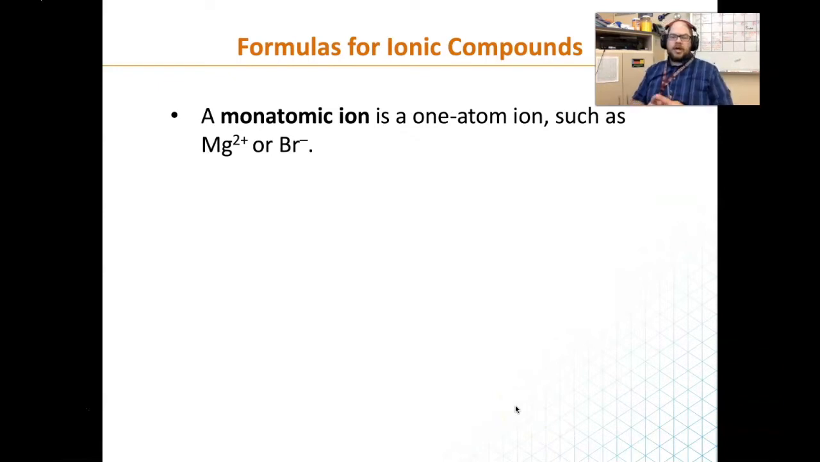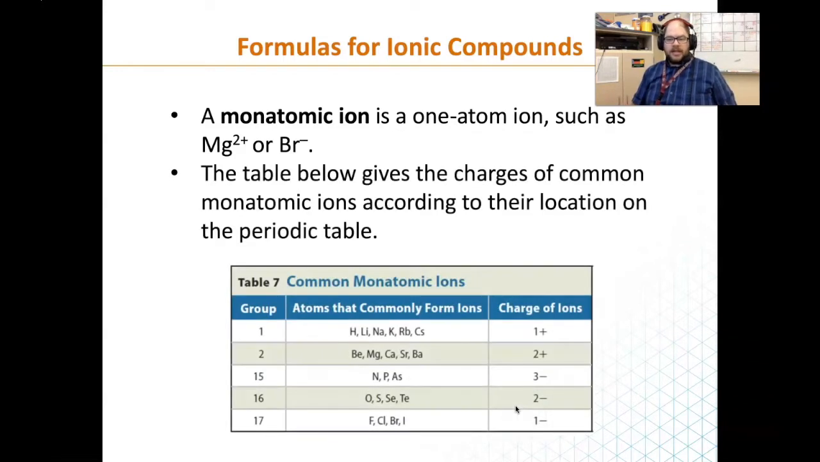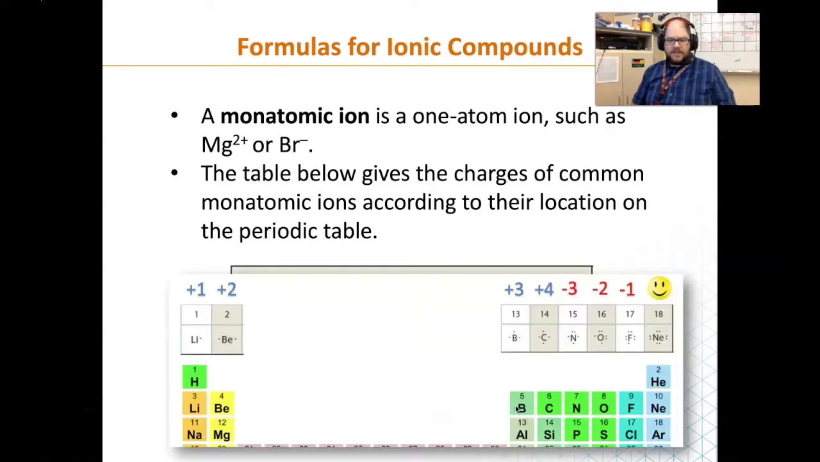A monatomic ion is a single atom ion. Mono means 1, so if we have an ion that only has 1 atom in it, so 1 element, that is a monatomic ion. This table shows us what the different charges are for those monatomic ions. We already know this because in our first lesson of the unit, module 6, we saw this image here, where the first column we said was +1, the second column was +2, and so on and so forth. So those would form monatomic ions, and we would already know their charges.